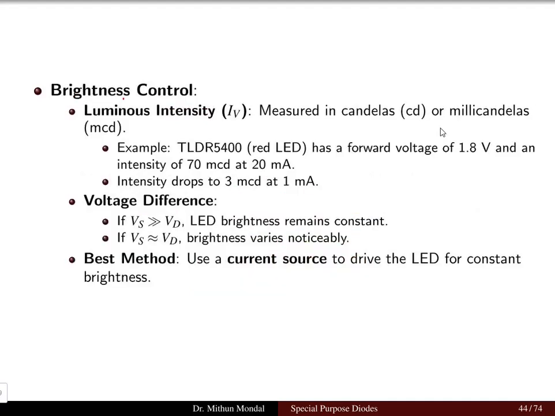Now we want to control the brightness of the LED. The unit of measurement of luminous intensity is the candela. The smaller unit is the millicandela. Let us take an example of a red LED. The number which we get is TLDR5400. This is the manufacturer number.